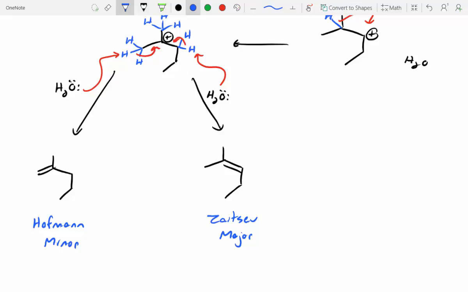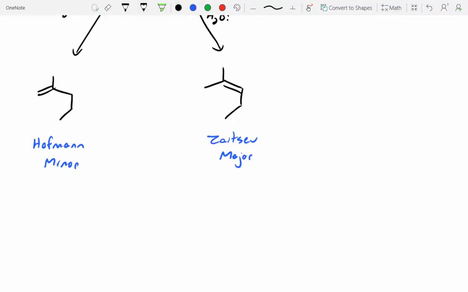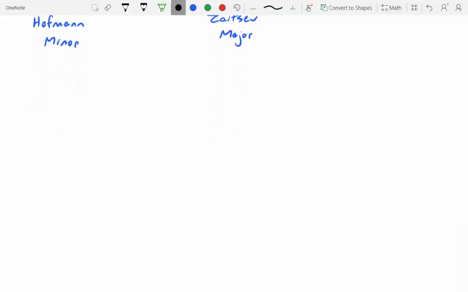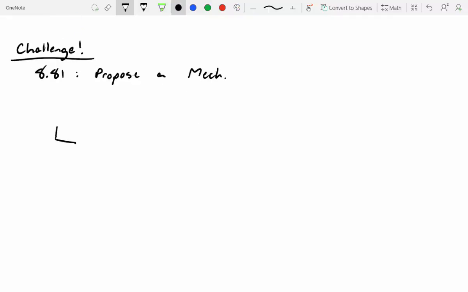All right, you guys want to do some more practice? All right, let's try a different practice one. You guys want another easy one or a challenge one? Challenge? All right, let's do a challenge one. I like this one from the book. This one is 881, and it says, propose a mechanism. And the molecule is pretty large.